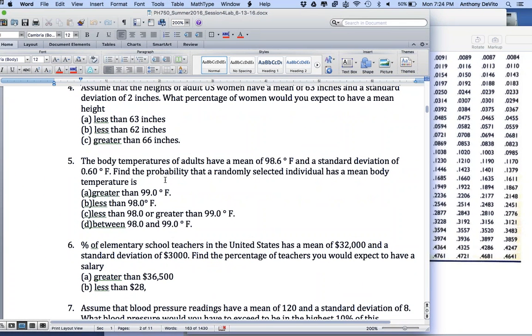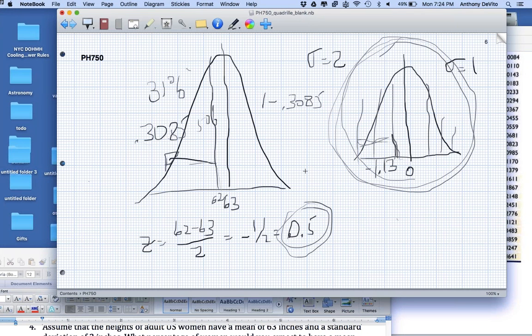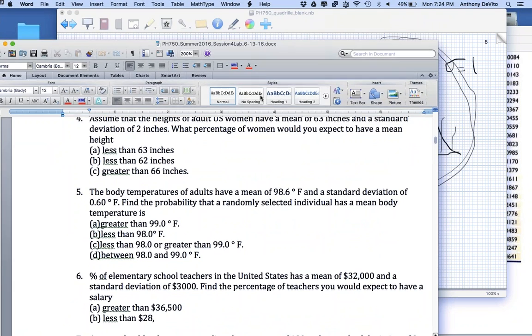Okay, so greater than 66 inches. 66 inches is here. And what's the z-score for 66 inches? X minus mu over sigma is 66 minus 63 over 2, which is equal to 1.50, right? A z-score of positive 1.50. And the problem asks us for the area greater than 66 inches.